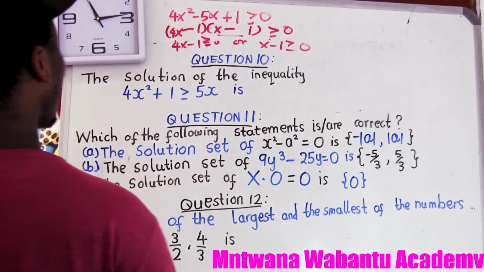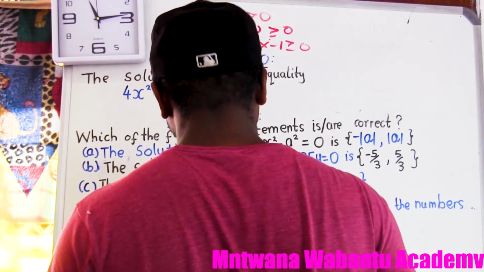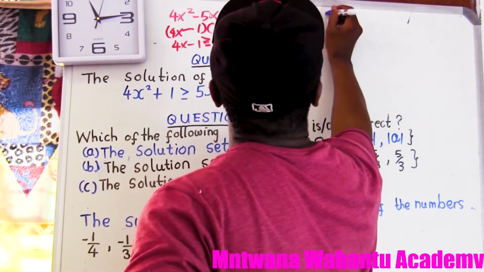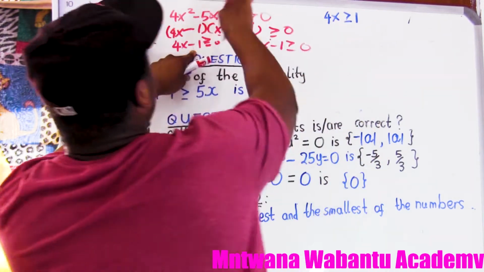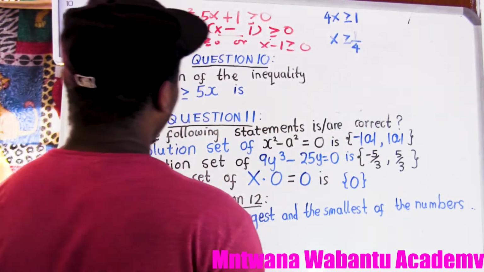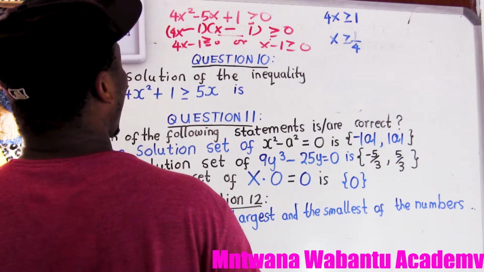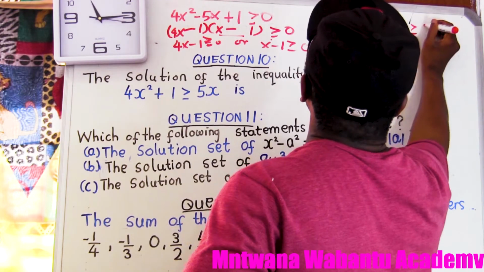Now, this is going to go over. So it's going to be 4x greater or equal to 1, because this goes over, divided by 4, divided by 4. So x greater or equal to 1/4. Okay, now let's go for the other one. For the other one, this is going to go over. So it's going to become x greater or equal to 1.